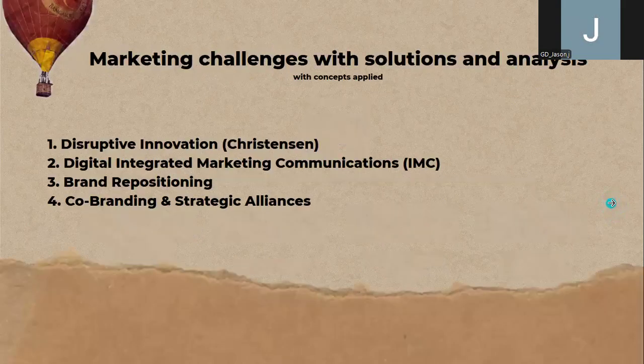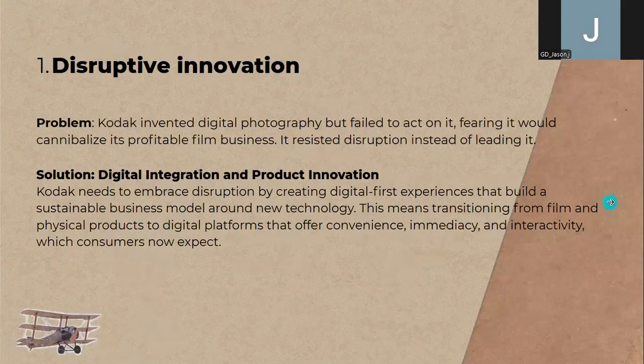And then moving on to the marketing challenges. Here we applied some marketing theory. First, the disruptive innovation theory. The problem is that Kodak invented digital photography but failed to act on it, fearing it would cannibalize its profitable film business. It resisted disruption instead of leading it. We provide a solution of digital integration and product innovation, meaning that Kodak needs to embrace the disruption by creating digital-first experiences that build a sustainable business model around new technology.